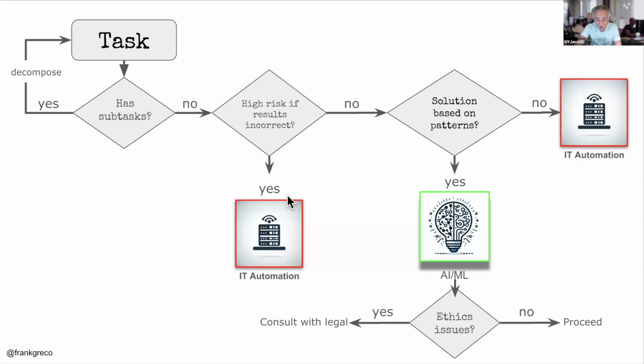I'm using traditional IT because traditional IT is good for a lot of things, right? If it doesn't involve something that's creative or pattern, if it doesn't have patterns, don't use AI, right? But if there are patterns, then you say, well, okay, down here, let's find out if there are ethics issues, or we have to involve our legal department, right?